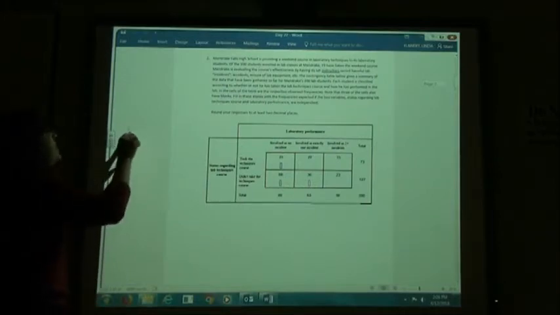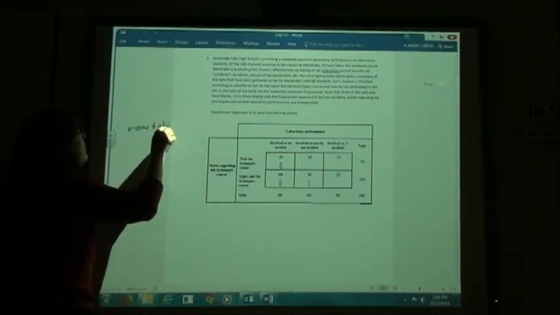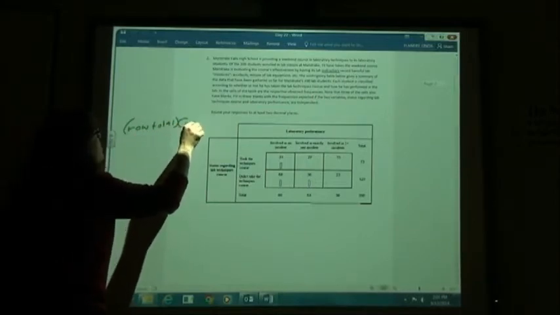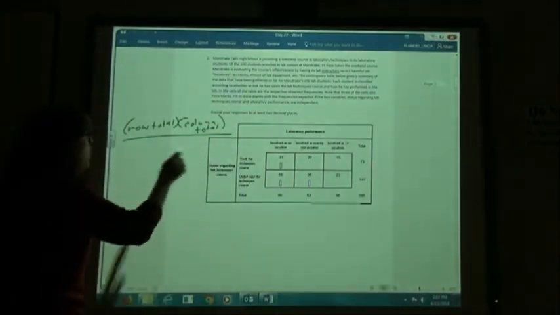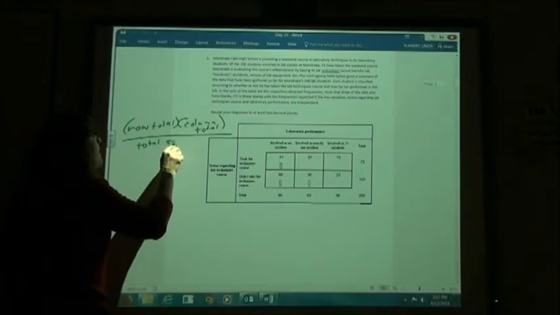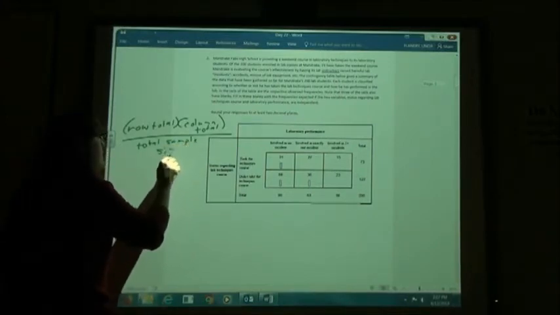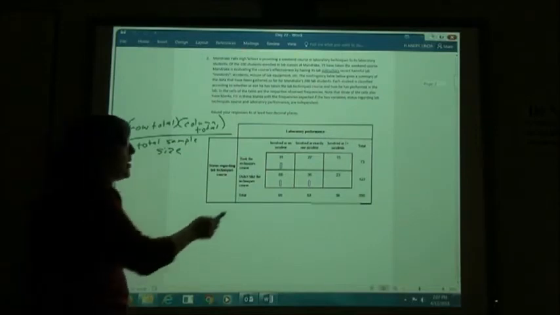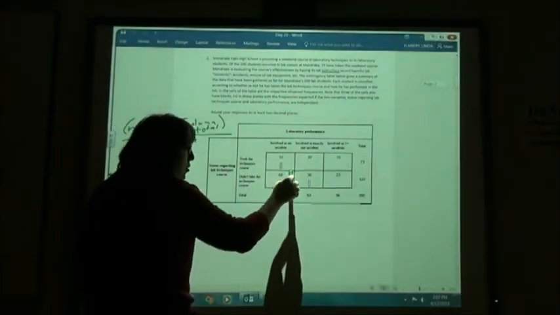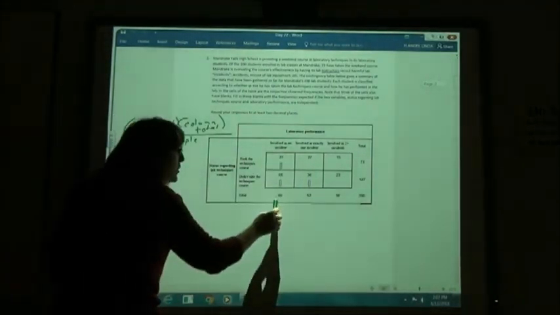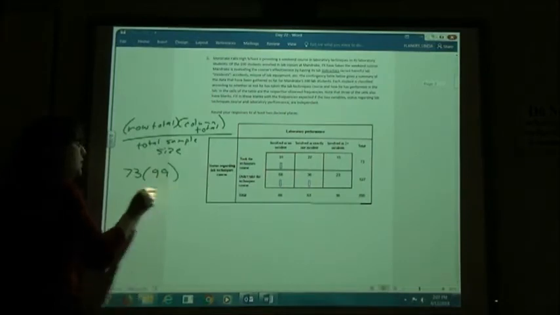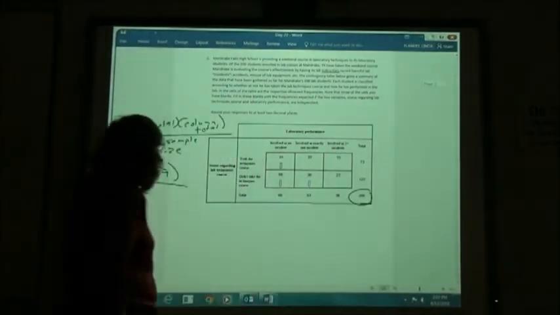So they have all of those numbers in there, and they just want you to put in the expected frequency. Expected frequency, then, we're going to take our row total times our column total divided by the total sample size. So on the first one, the first blank here, I'm filling in this box right here. My row total is 73. My column total would be 99. Total sample size, the 200.